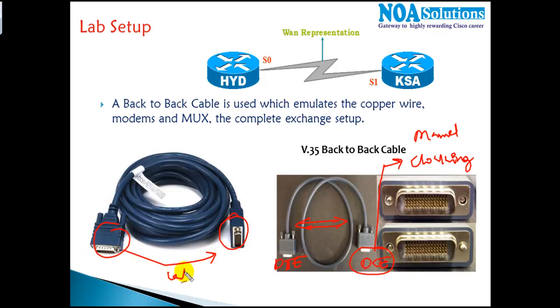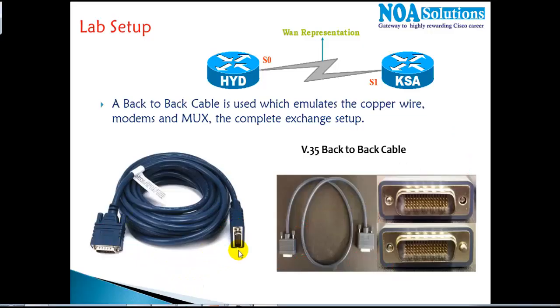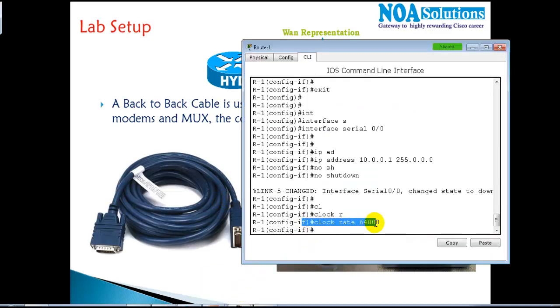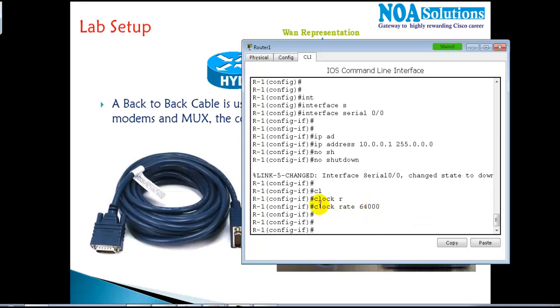In my labs, we are going to use a back-to-back cable. Even if I'm doing it on the real devices in my lab scenario, I'm going to use a back-to-back cable for WAN representation. So this is only applicable in the lab scenarios, but not in production networks. You can keep this command only in the lab scenarios. So here also we need to give clock rate, which is mandatory.